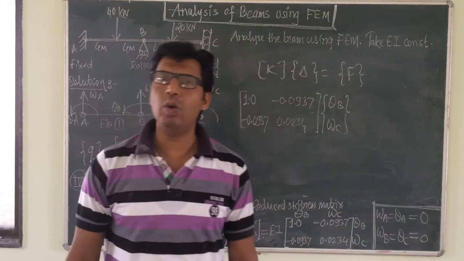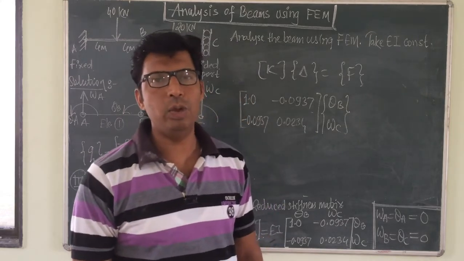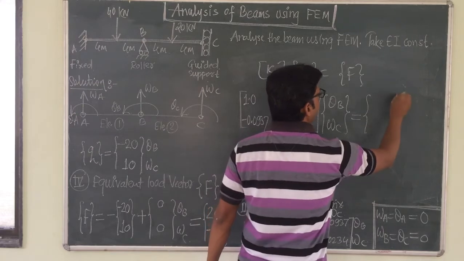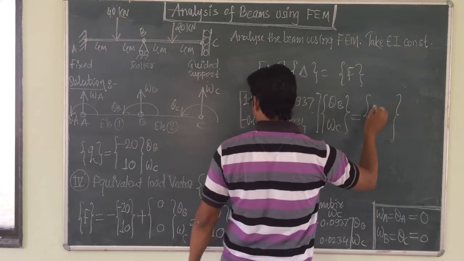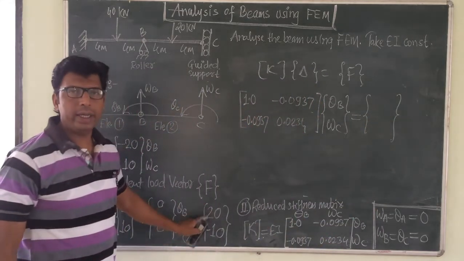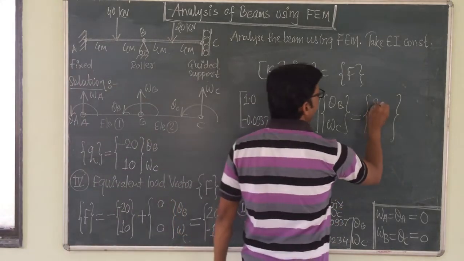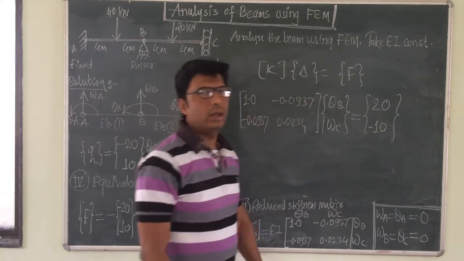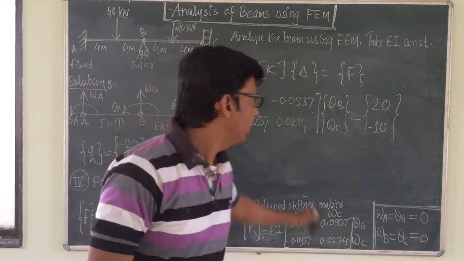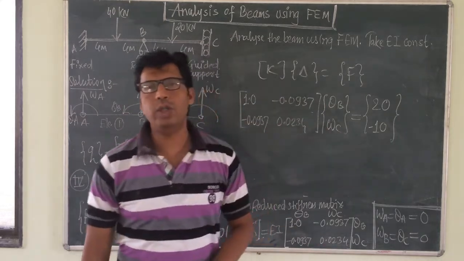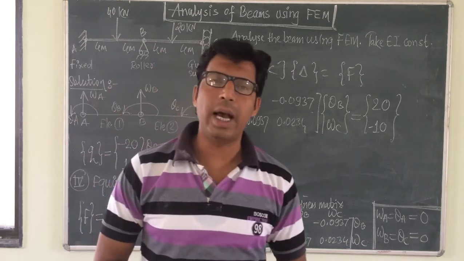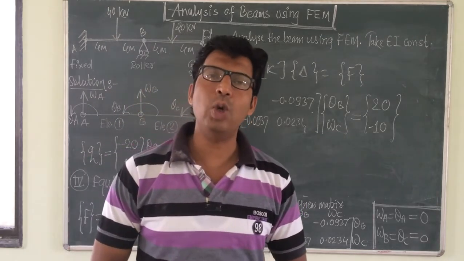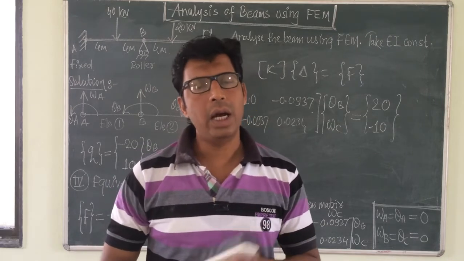Delta means the vector of unknowns. The unknowns are theta B and WC, and this is equal to F. F is equal to plus 20, minus 10. So if you put these two equations in two unknowns in matrix form in your calculator and solve them, you will get the final answers of the unknown displacements theta B and WC.